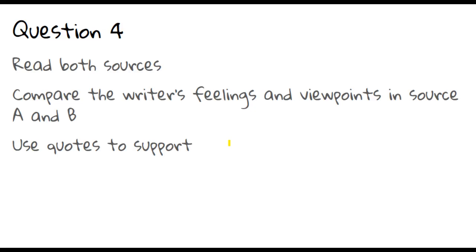So you need to read both sources, and you are asked to compare the writer's feelings or viewpoints about a particular topic. So you have to explain, how does the writer in source A feel about a particular topic? How does the language they use convey that feeling and that opinion to you? What can you infer about their feelings and their opinions based upon what they've said about the topic? And then you need to do that again about source B.